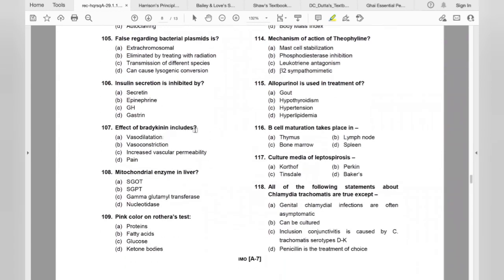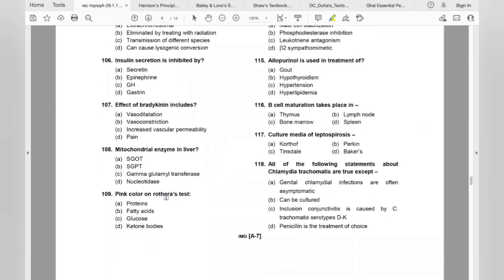Effects of bradykinin includes pain. Mitochondrial effects of bradykinin includes, here they have given answer is pain. Please do check this answer also. Mitochondrial enzyme in liver is SGOT. Pink color in Rothera's test, so answer is ketone bodies.